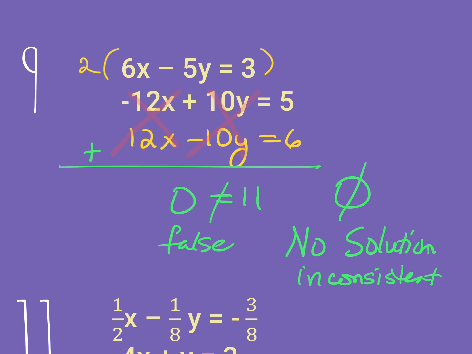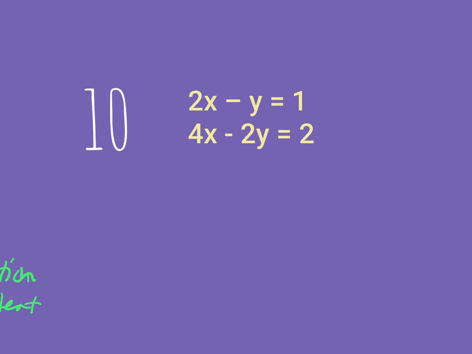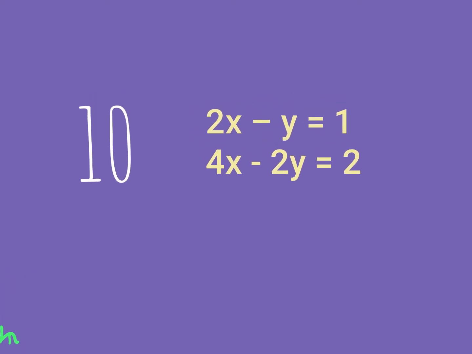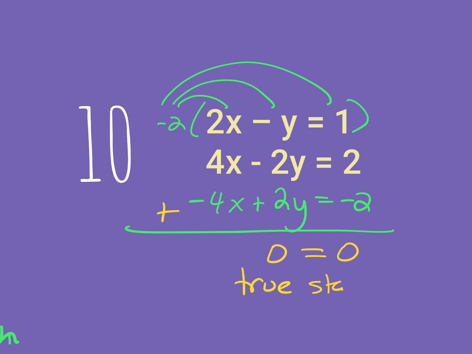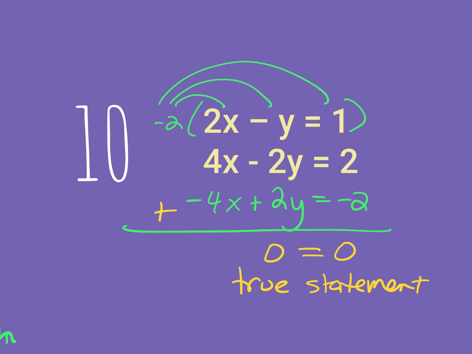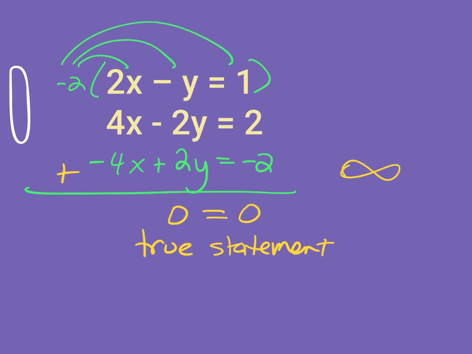The next two are going to be the second special case where it's all real numbers or infinitely many. So let's try number 10. So again, I need to try to eliminate one of my variables. I'm going to try to eliminate y. I'm going to times this by negative 2. So once I distribute it, I get negative 4x plus 2y equals negative 2. Once I add them up, I get 0 equals 0. This is a true statement. So when both variables cancel out and you're left with a true statement, then you're going to say that it's infinitely many solutions.